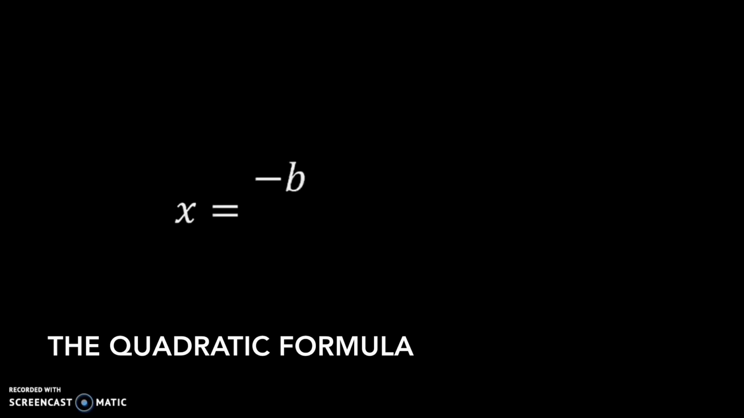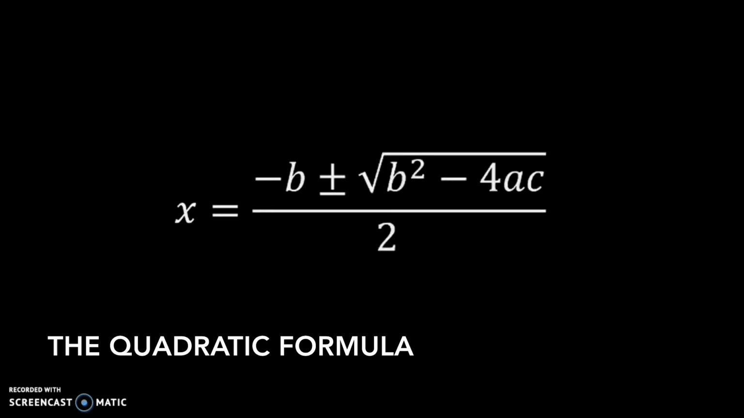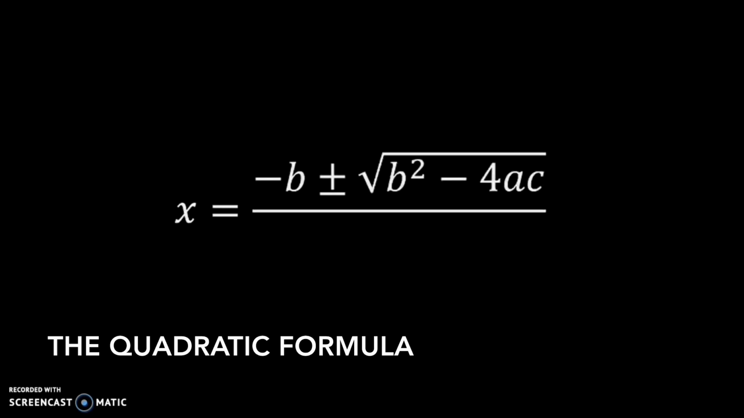is equal to negative b plus or minus the square root of b squared minus 4ac all over 2a. X is equal to negative b plus or minus the square root of b squared minus 4ac all over 2a. X is equal to negative b plus or minus the square root of b squared minus 4ac all over 2a. X is equal to negative b plus or minus the square root of b squared minus 4ac all over 2a.